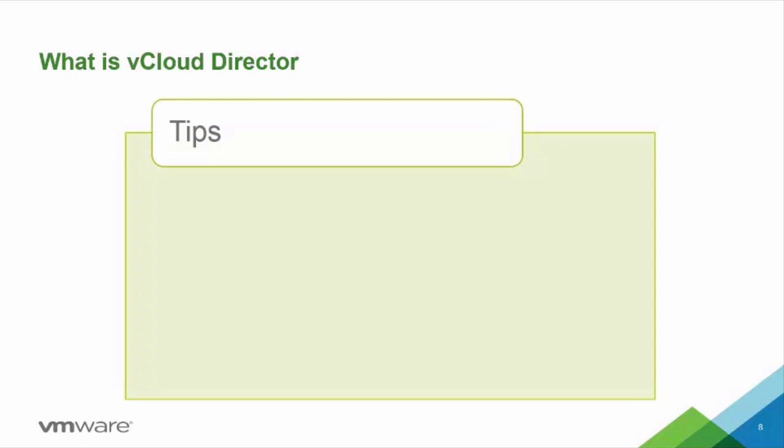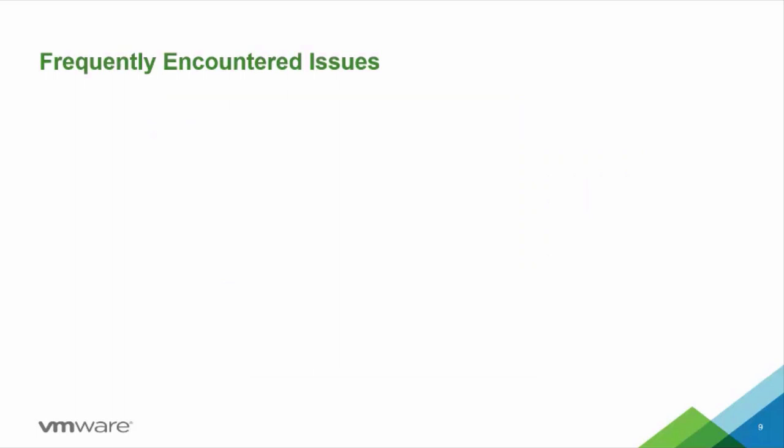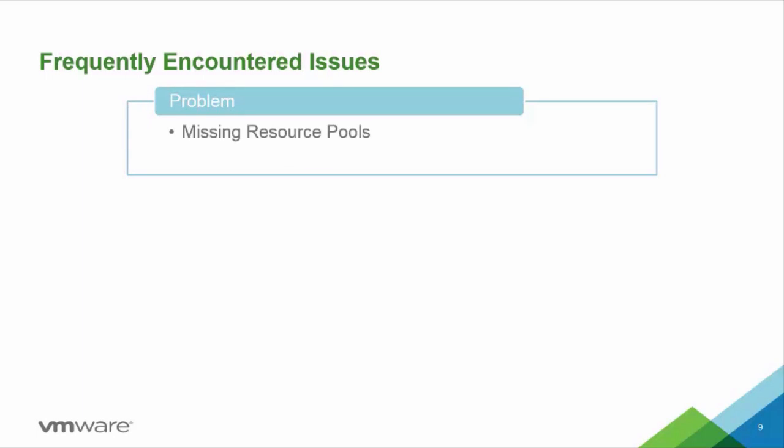So one tip we would have is do not disable DRS. As we've touched upon, vCloud is leveraging resource pools to provide resources, and if any of you have been unfortunate enough to disable DRS before, you know that disabling DRS will delete all resource pools. Because cloud is built on resource pools, if we have no resource pools, we have no cloud. And that leads us into a frequently encountered issue that we would see here in support. A customer would come to us saying that we're missing resource pools, or that I can't deploy an edge.